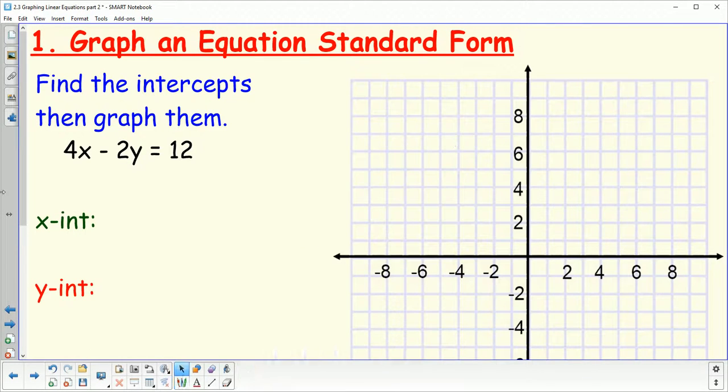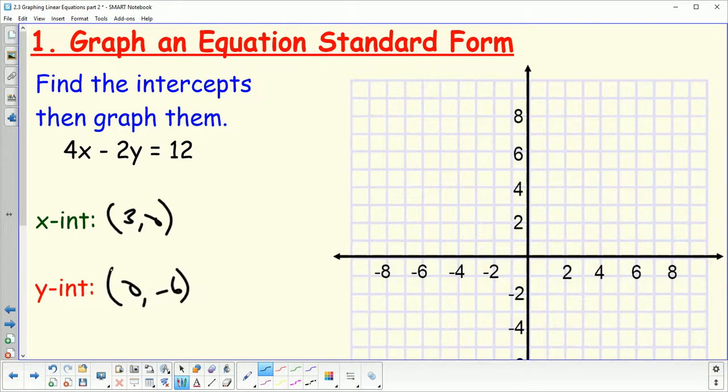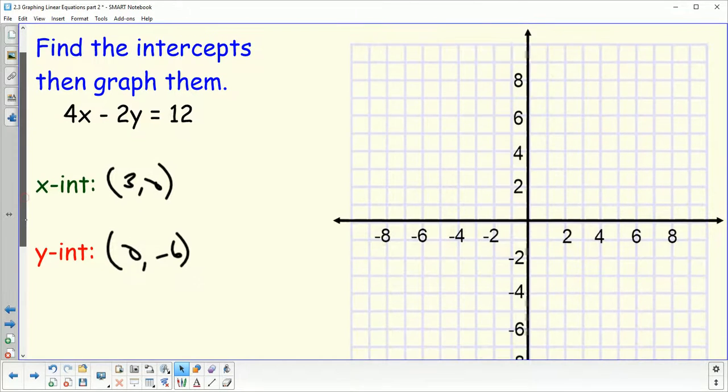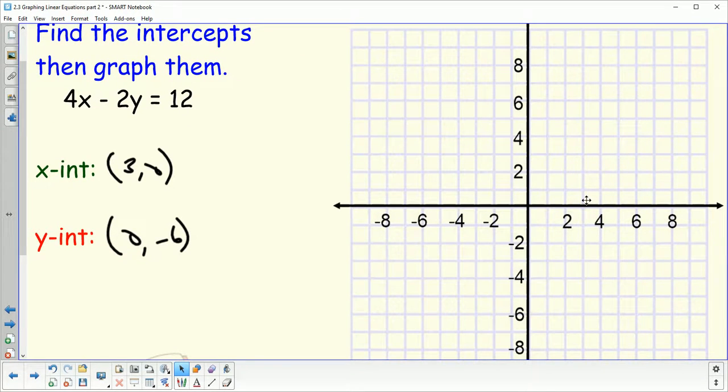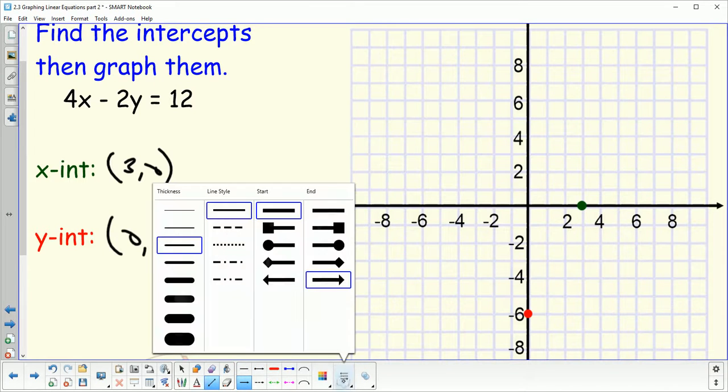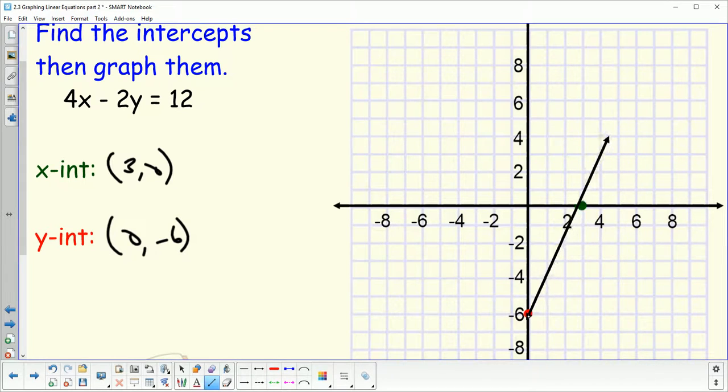So once we have both our x and our y-intercept, remember we got (3, 0) for our x-intercept and (0, -6) for our y-intercept. Last thing we need to do then is graph both of them. So we're going to have an x-intercept at (3, 0) right here, and a y-intercept at (0, -6) right there. And finally, we can just draw a line to connect those 2 points, and that would give us the graph for this equation.